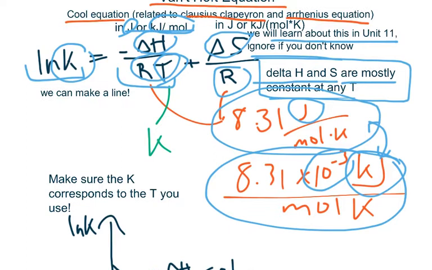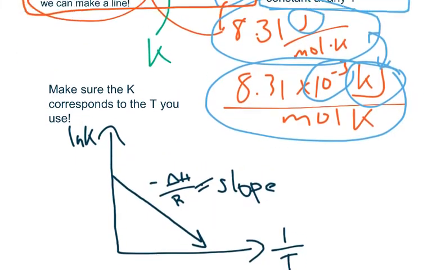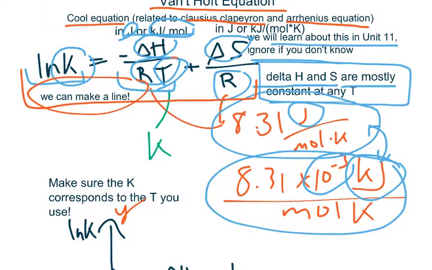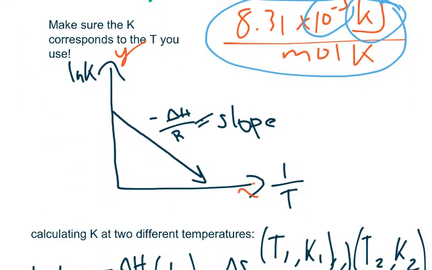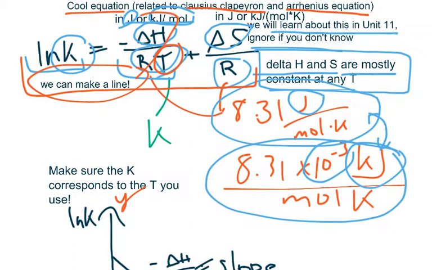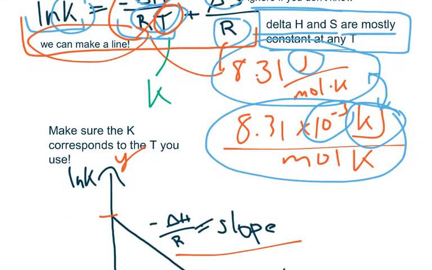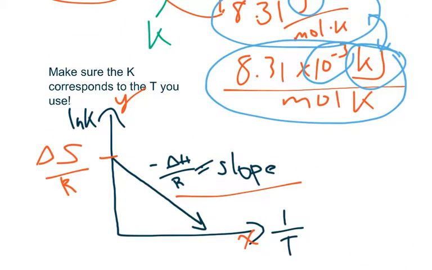So, if you notice, this equation is graphable. You can make a line. So, if we graph ln K, which could be our y-axis, and 1 over T as our x-axis, then the slope will be this part, or negative delta H over R, and our y-intercept will be delta S over R. So if you ever have a graph that is graphing the natural log of the equilibrium constant versus 1 over T, you know exactly what to do to find the delta H and the delta S. And we will talk about this more in a future video, as I just said.